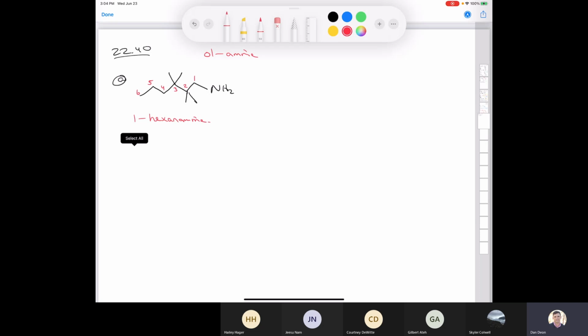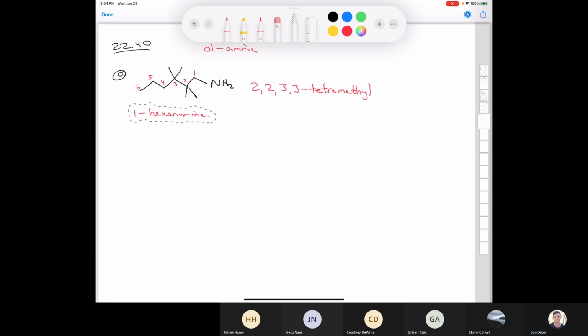We have 2,2,3,3 tetramethyl. So this becomes 2,2,3,3-tetramethyl-1-hexanamine. And that is it, my friends. Remember to separate letters and numbers with hyphens.